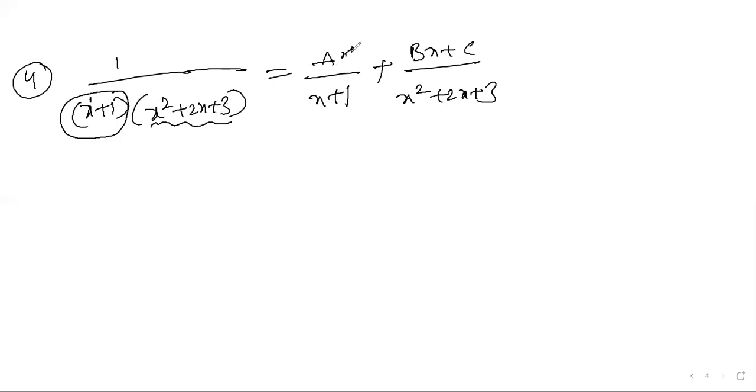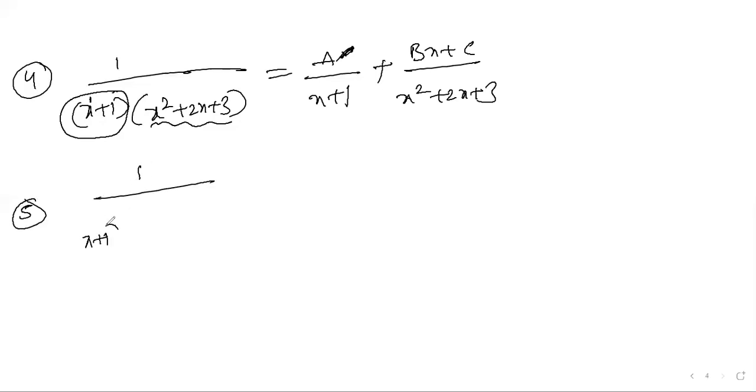This is second order. It means you'll get 2 terms, that is Bx plus C: Bx power 1, Cx power 0. Like this. Clear? Next, one more question I'll write in such a way.